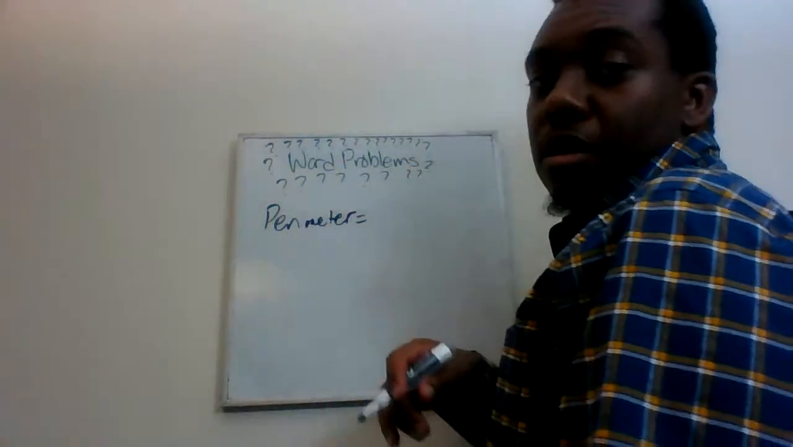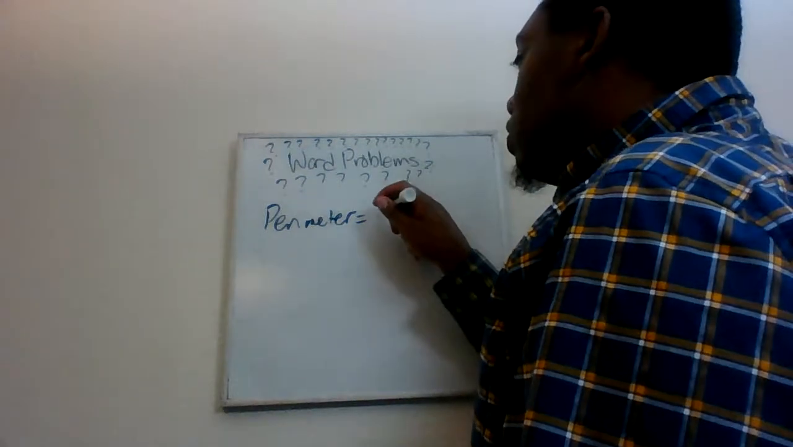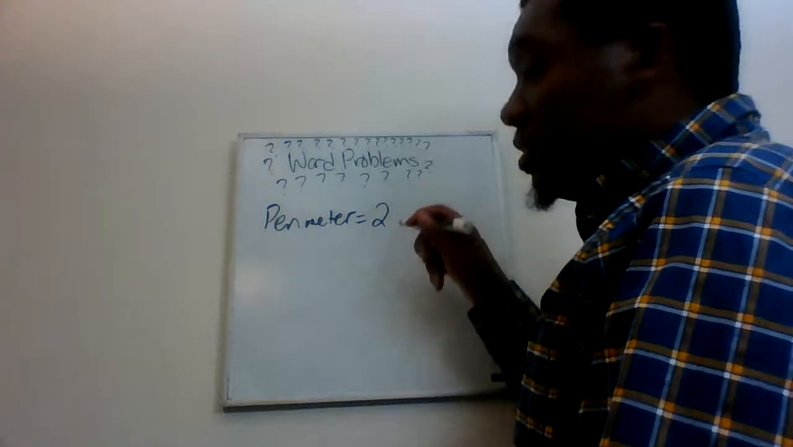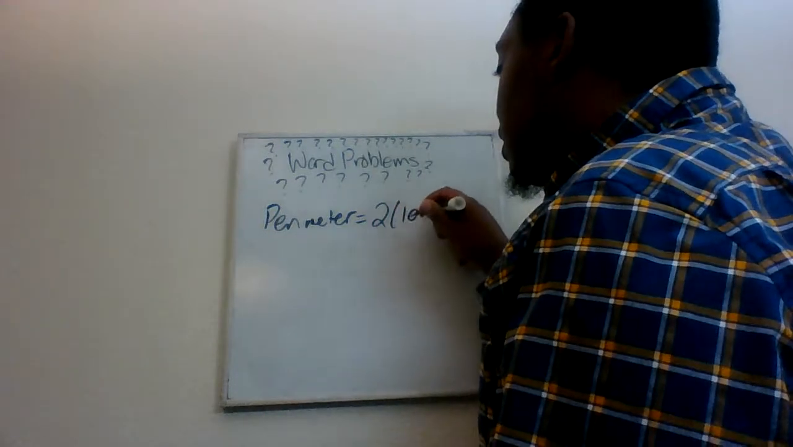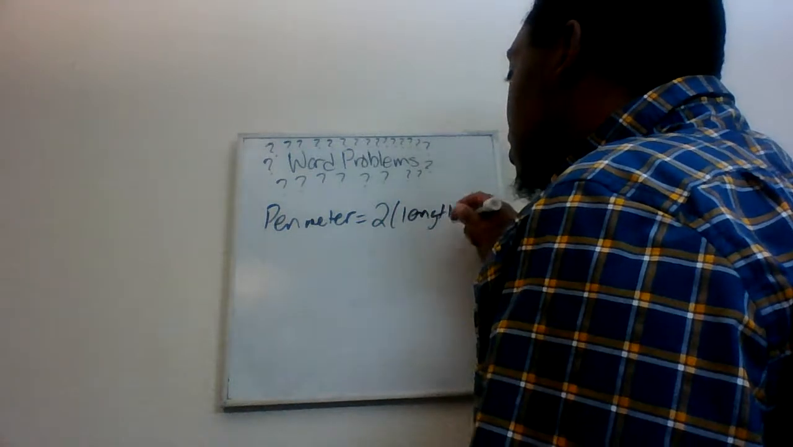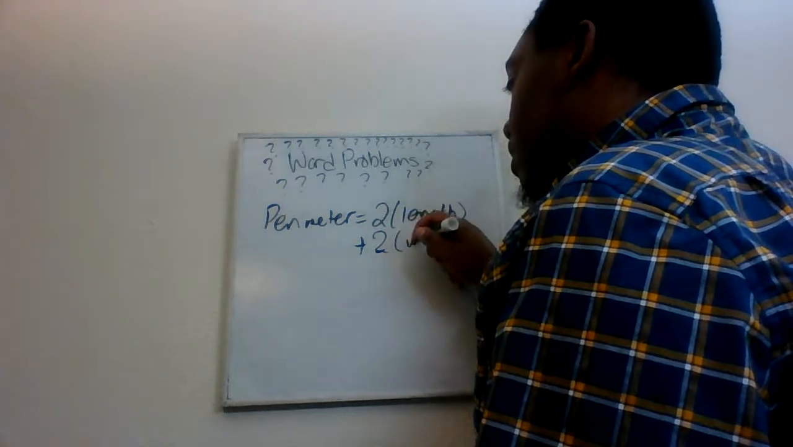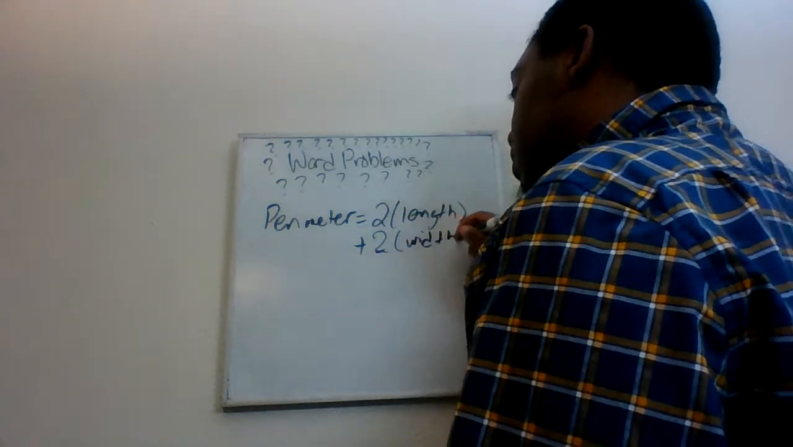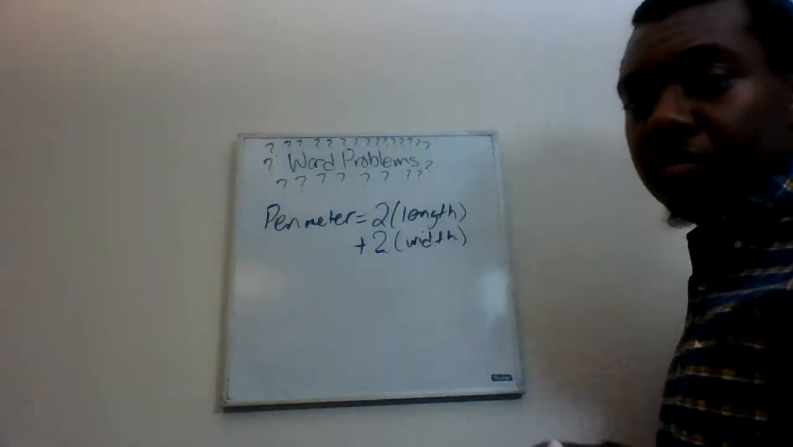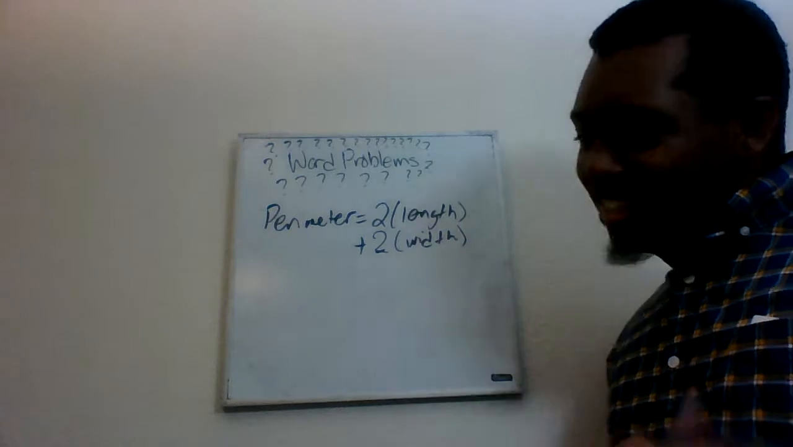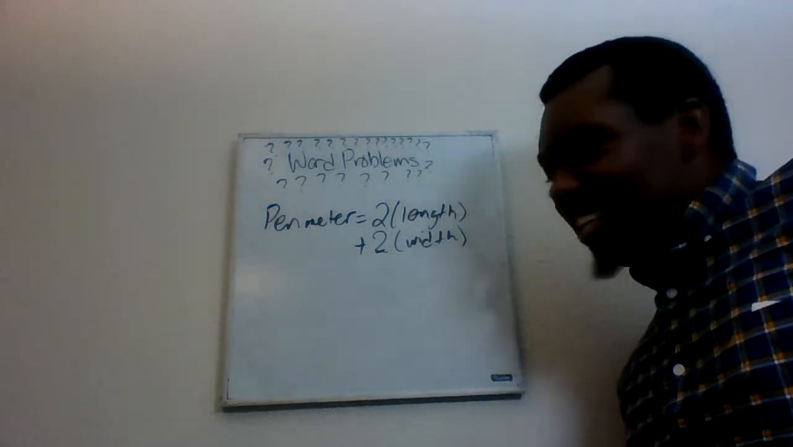I'm going to say perimeter is equal, and I'll put an equal sign, to twice. Twice means two times, so twice the length plus twice the width. Okay? Cool. That wasn't too bad, right? You can do that.